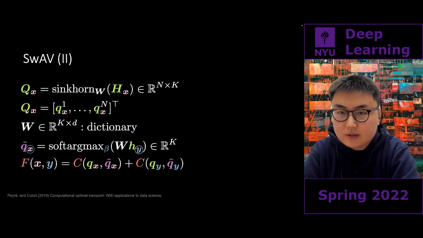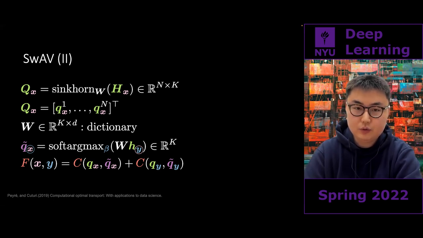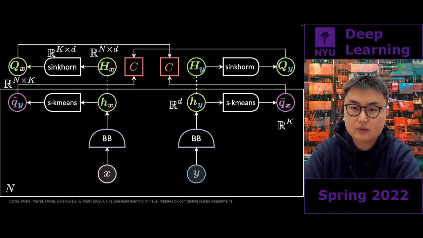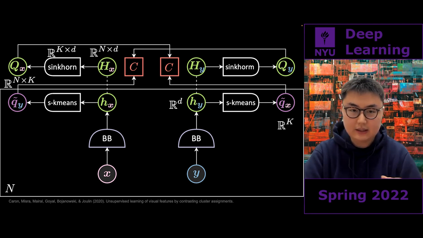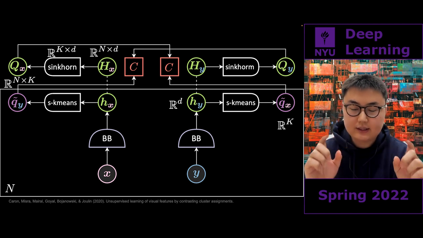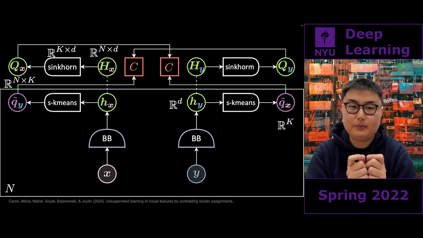Okay, I saw two questions in the chat, so maybe I should answer. How is swapping going to help? If you don't swap, you use HX to predict QX, but the QX is actually generated from HX, so the solution is trivial. You want to use HY to predict QX because QX is generated by HX. As I explained before, the swapping enforces HX and HY to be clustered into the same class. But if you do not swap, you only enforce HX and itself to be clustered into the same class.